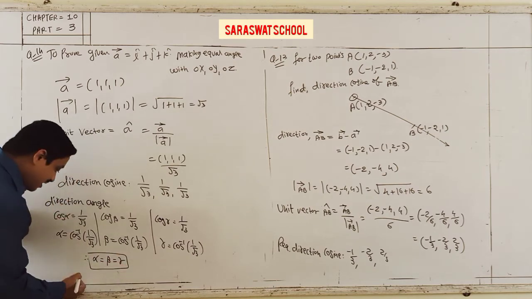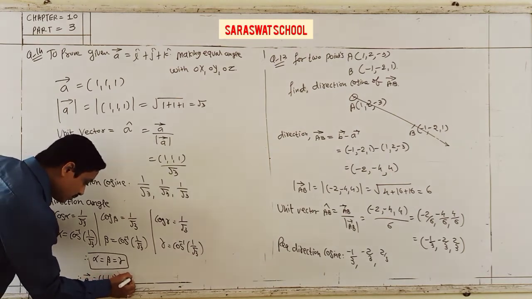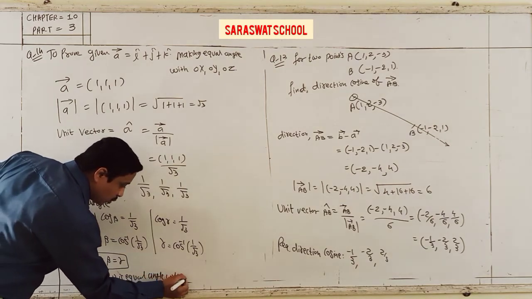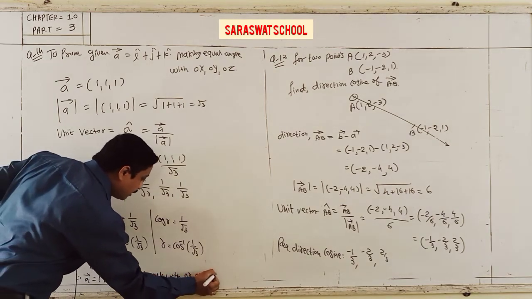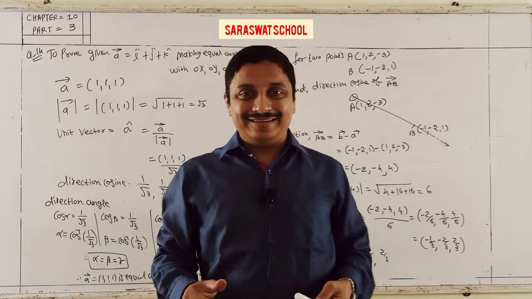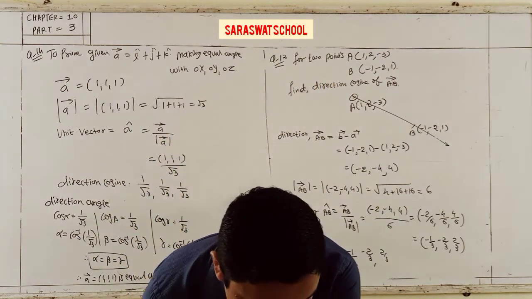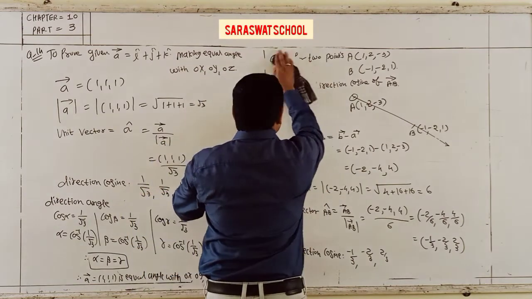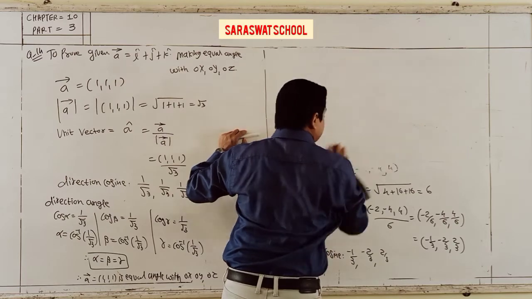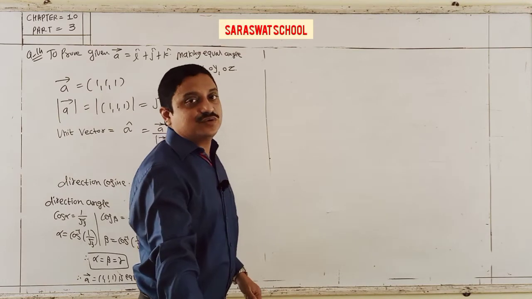Therefore we can say a bar 1 1 1 makes equal angles with OX, OY and OZ. Either way you can write it as equally inclined with OX, OY and OZ. Now students, I am going ahead to question number 15, which is also the same as our examples we did last, on interior and exterior division points.